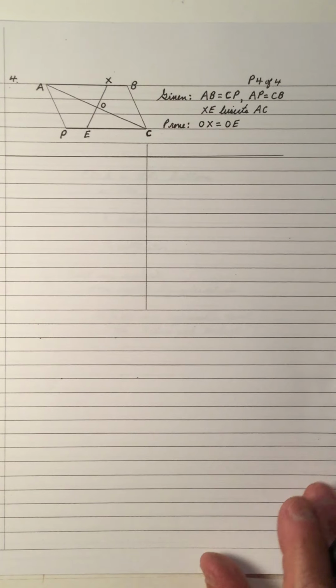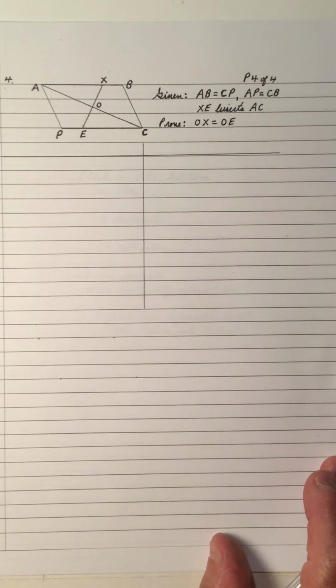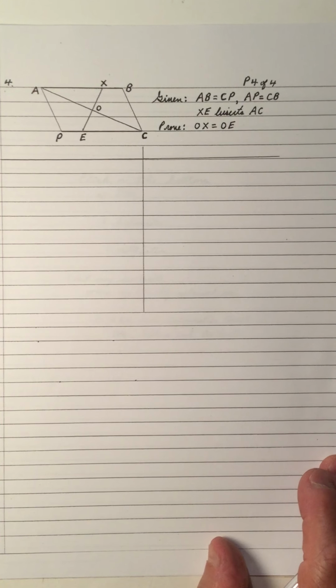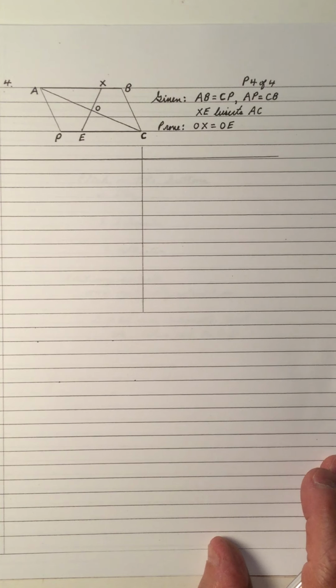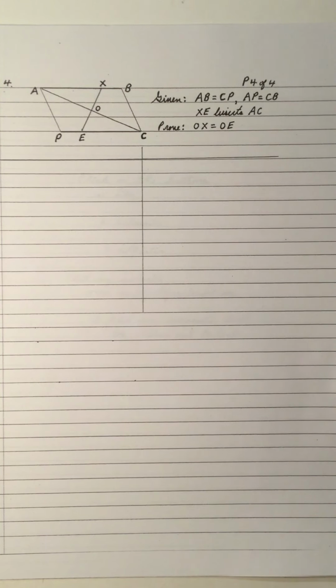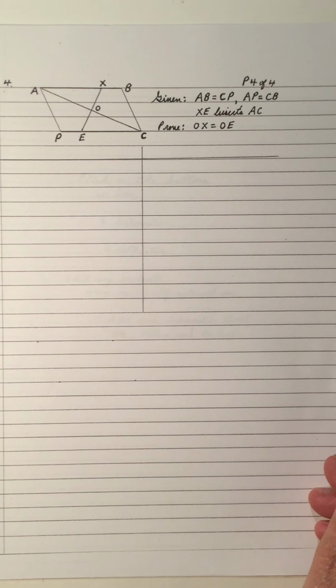And one more proof to do to end off the unit on congruent triangles. Very important to know how to prove triangles congruent because it's needed when you do the unit on proving quadrilaterals, parallelograms, rhombi, squares, etc., etc.